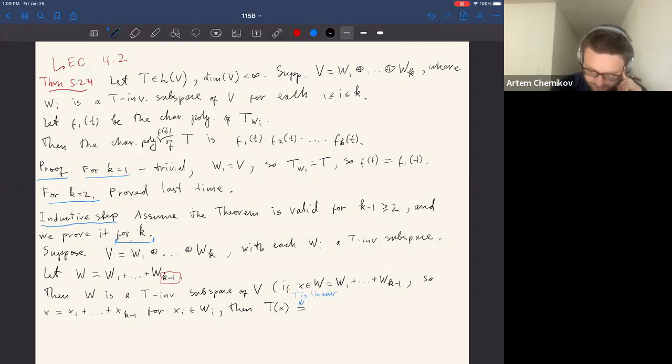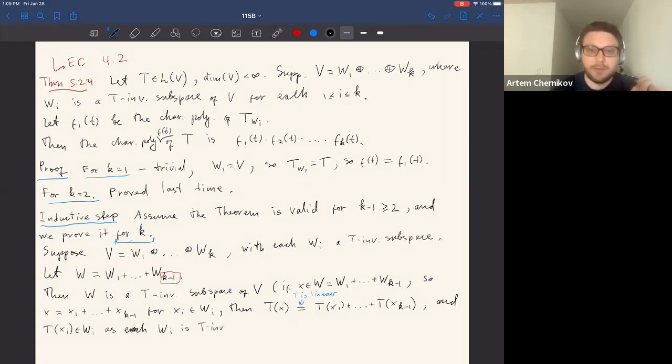So we can write this as T of X1 plus etc. plus T of Xk minus 1, right? So by linearity of T. And we know, since each Wi is T invariant, we have that T of Xi still belongs to Wi, as each Wi is T invariant, right?